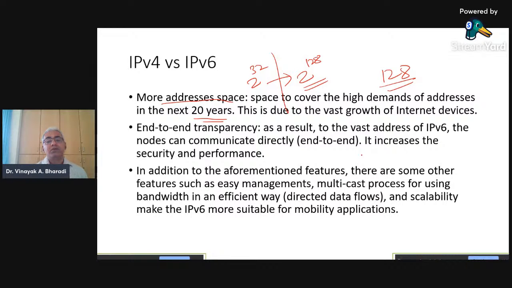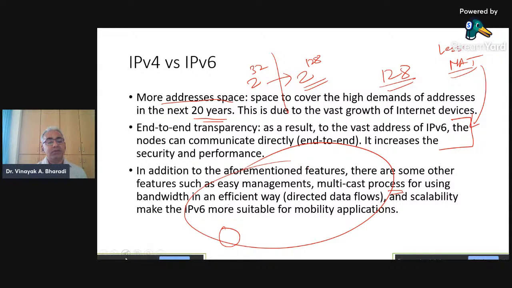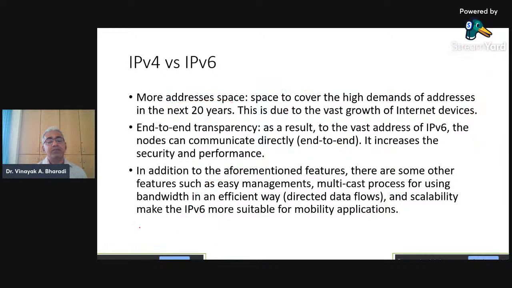Okay, so end-to-end transparency means less use of network address translation. That's why many devices can communicate with each other directly, which improves security. Some other features are easy management and multicast for using bandwidth in an efficient way, so direct data flows are supported. Then scalability: from a very small network to a very big network, it is easily scalable in the case of IPv6 addressing.